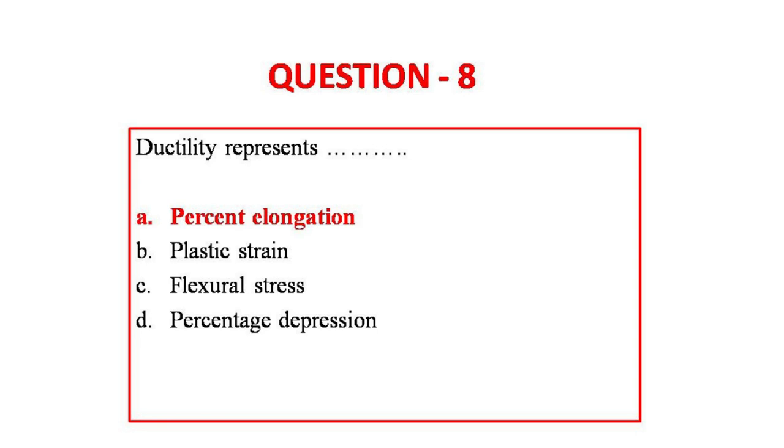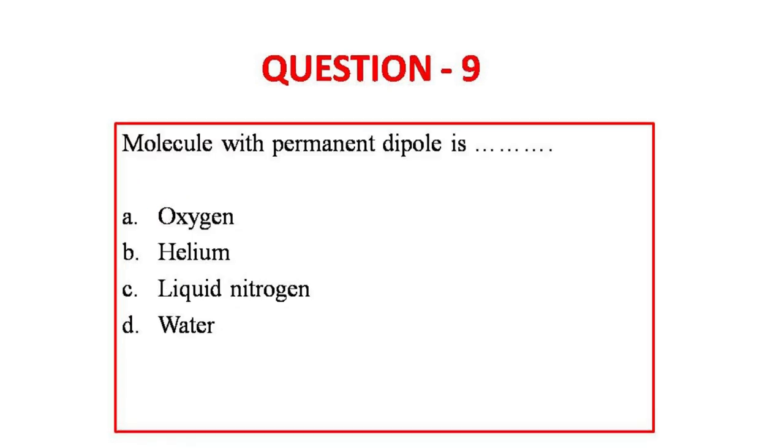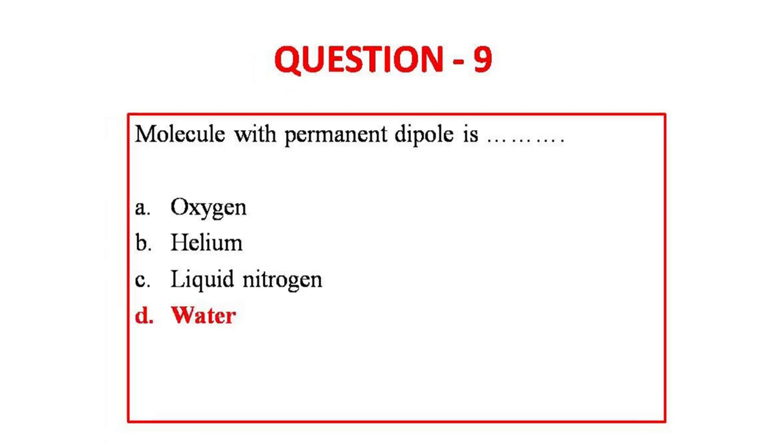So moving on to question number 9. Molecule with permanent dipole is oxygen, helium, liquid nitrogen, water. The answer to this question is option D, water.